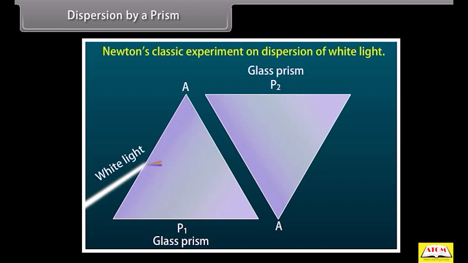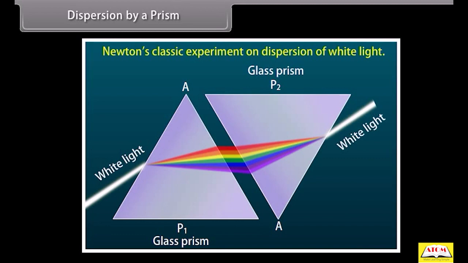Newton's classic experiment on dispersion of white light. In the experiment performed by Sir Isaac Newton, he put another prism, P2, in front of a prism P1, but inverted in position. The emergent beam from prism P1 falls on prism P2, and the emergent beam from prism P2 is white light.